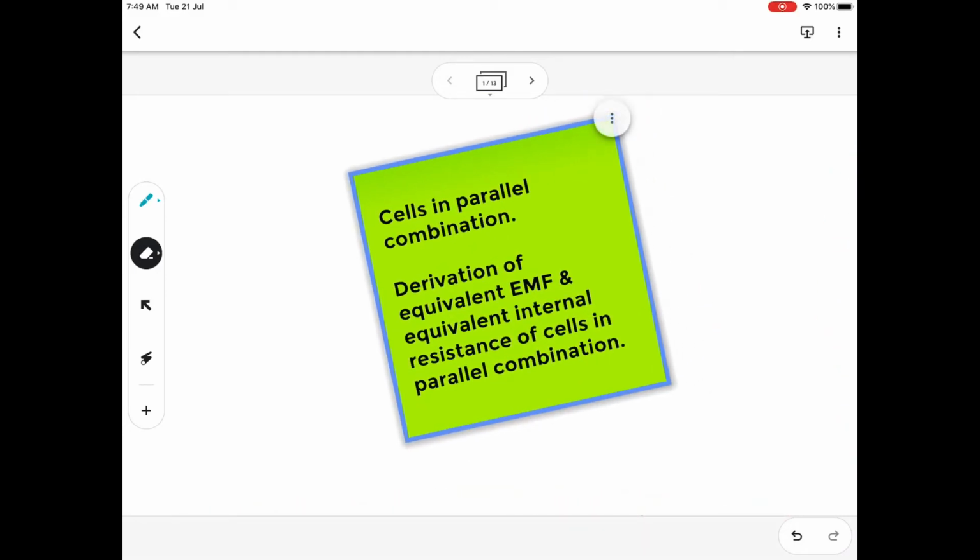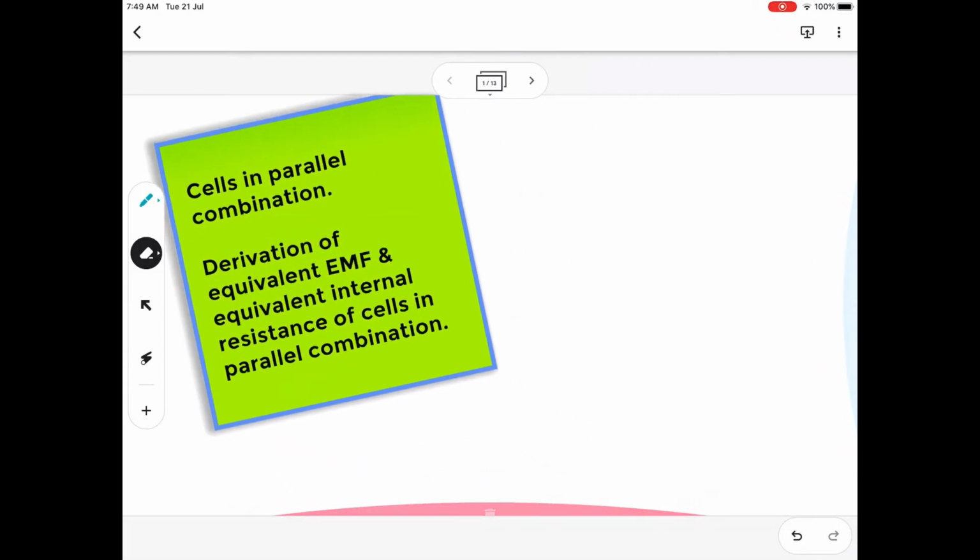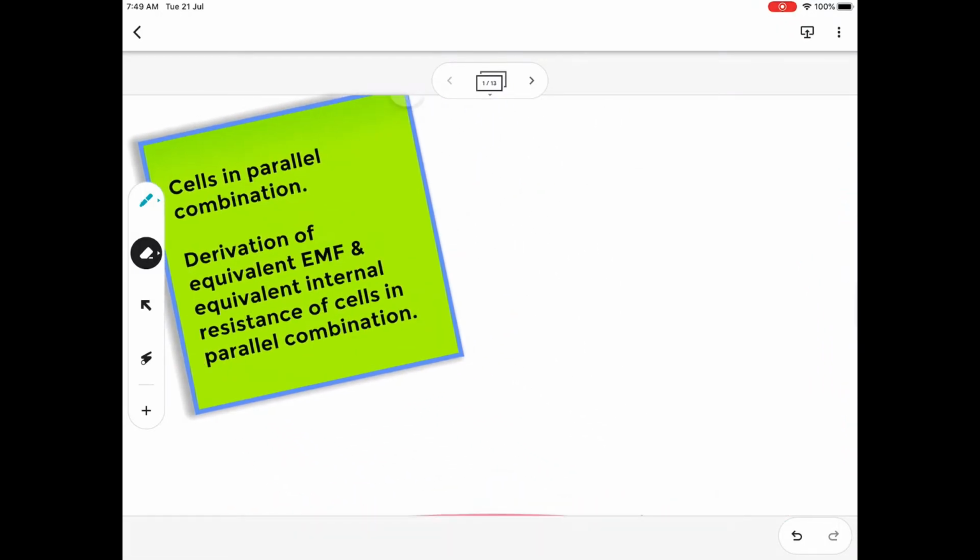Hello students, let's study the case of cells in parallel combination. We shall derive equations for the equivalent EMF and equivalent internal resistance of the cells in parallel combination.